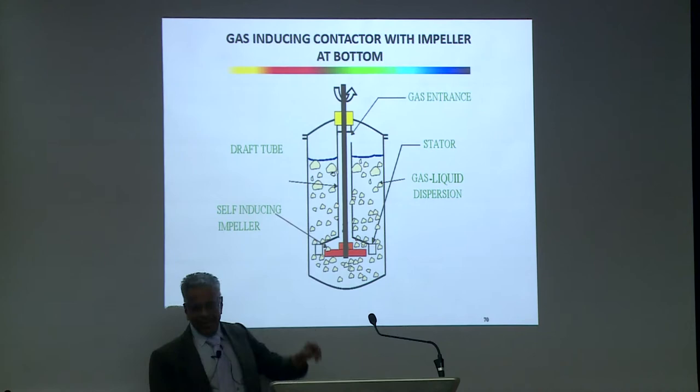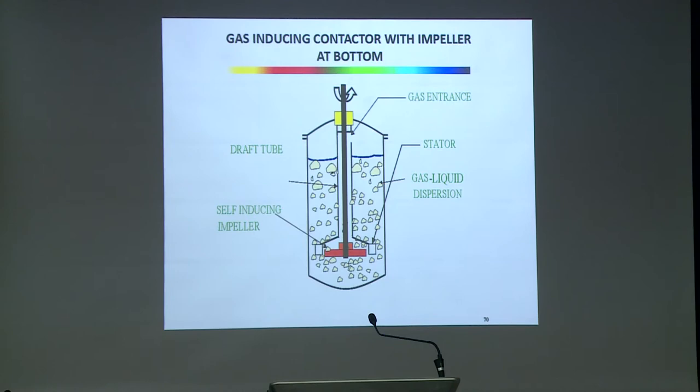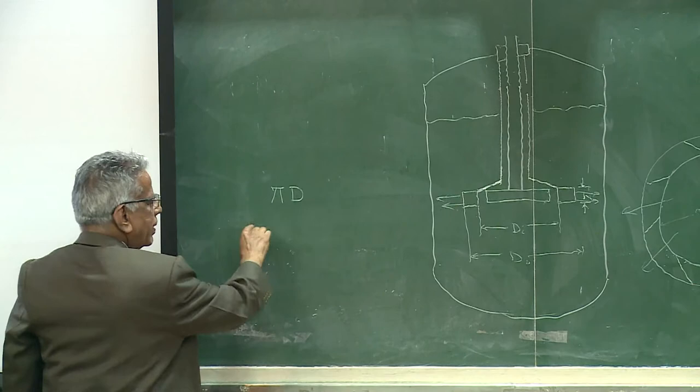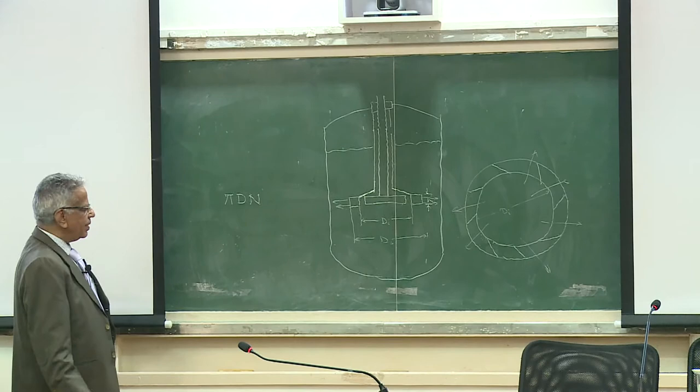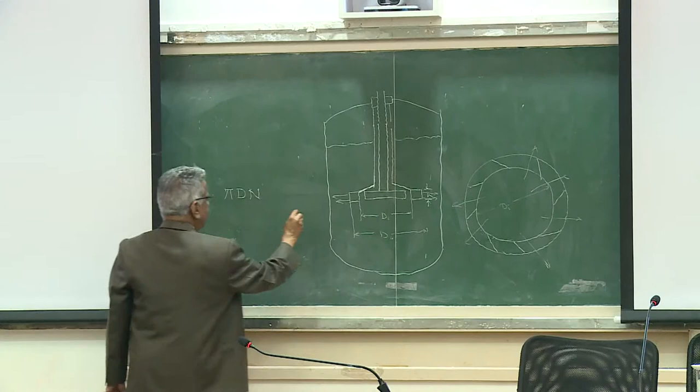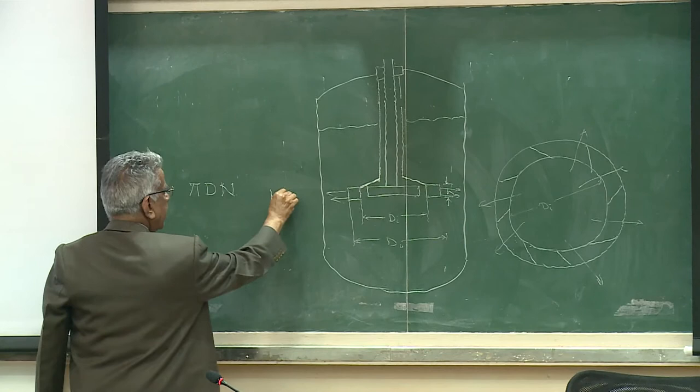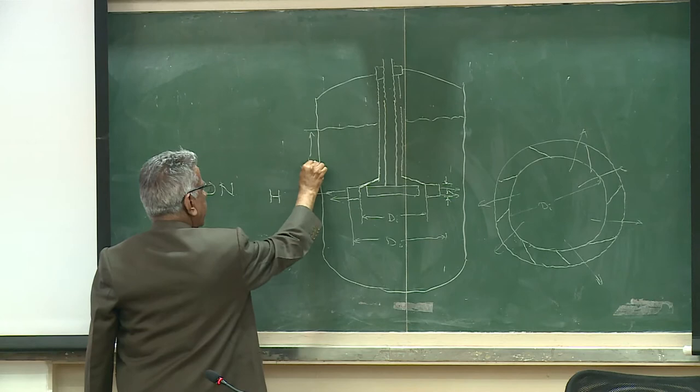Suppose I write the equation for when the induction will occur. Pi into diameter of impeller into N is the tip speed, correct? And how much is the hydrostatic head? h is from this place to this place. So h into rho into g.